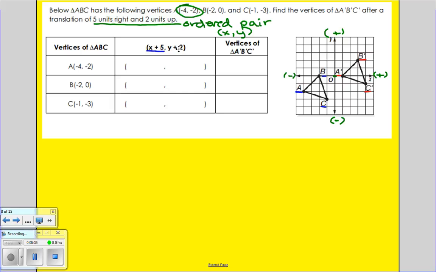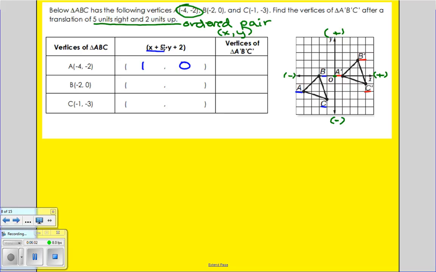So what we're going to do is we're going to add 5 to the negative 4. Negative 4 plus 5 is a positive 1. And then negative 2 plus 2 is 0. So I'm taking this set of ordered pairs that's here for the vertices, or corners, we'd call that, for triangle ABC. And I'm going to add 5 and 2 to every x-coordinate and y-coordinate.